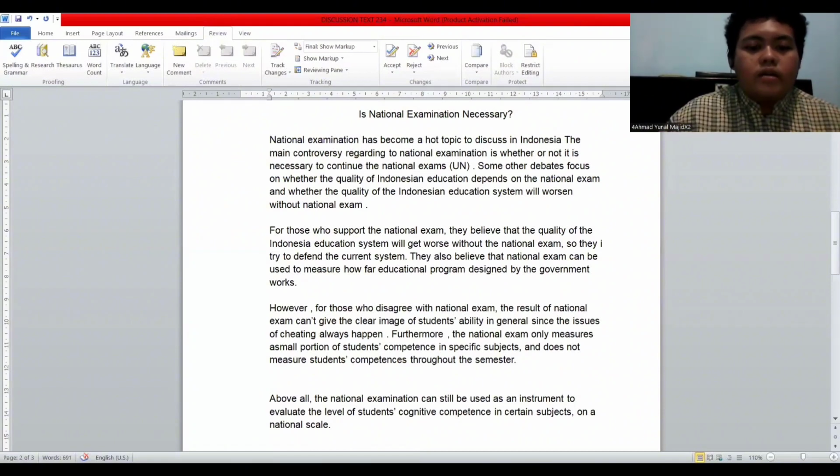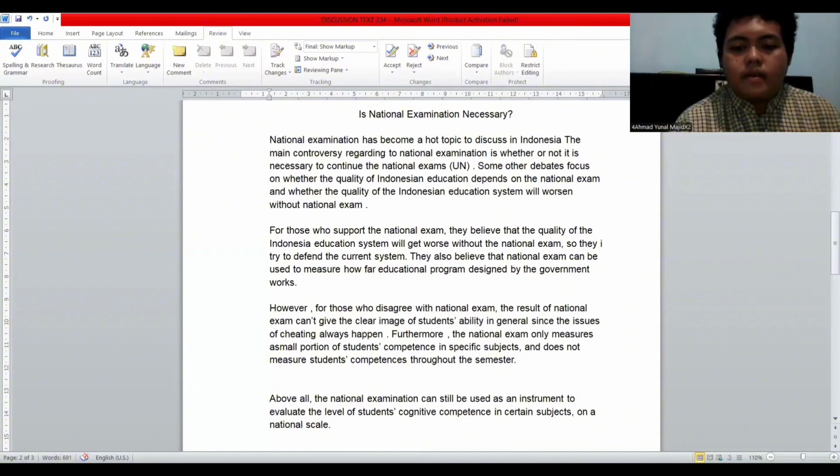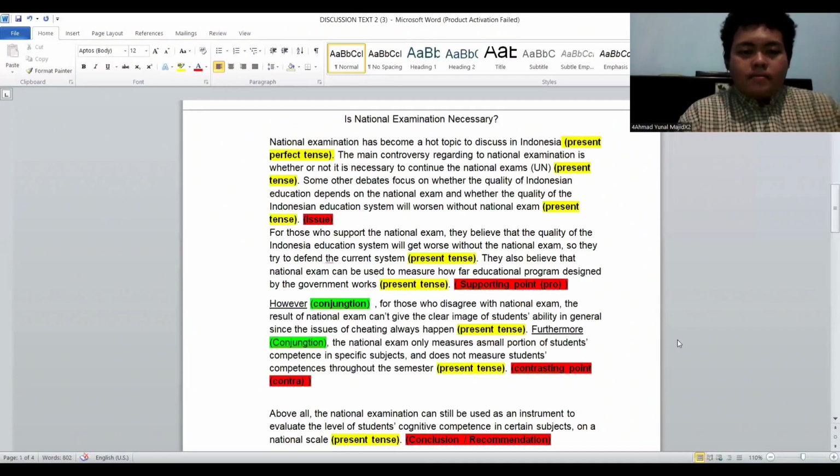Okay, now we will look at the linguistic features. In discussion text, many people use the simple present tense. So many people use the simple present tense in discussion text. But it's still okay if you use another tense. If you want to use the past, that's fine too. But most people use the simple present tense.